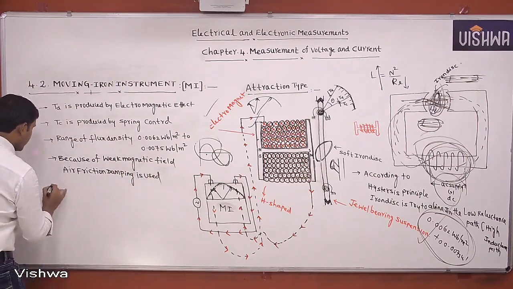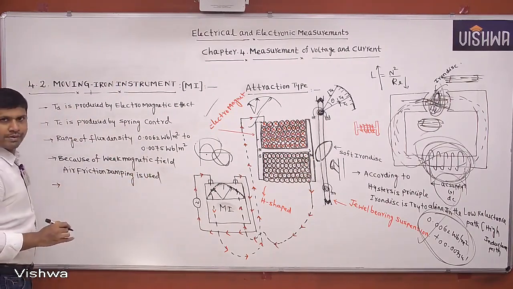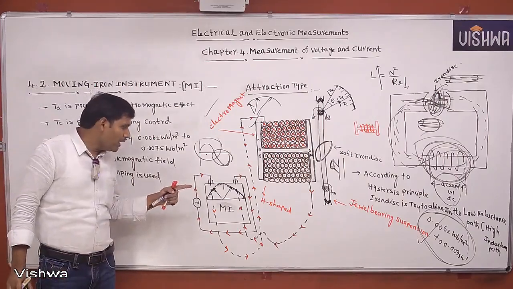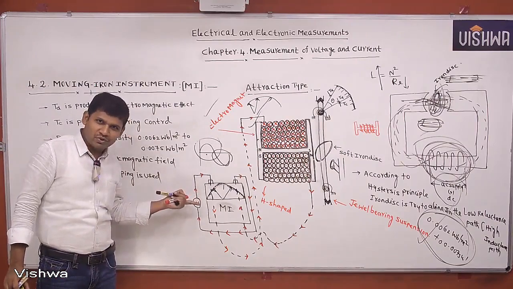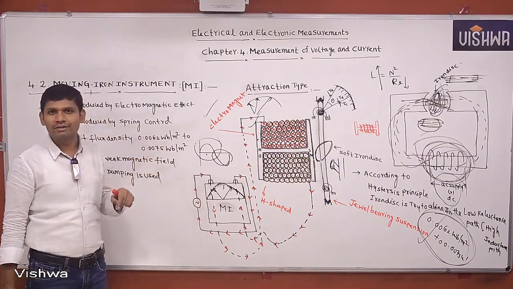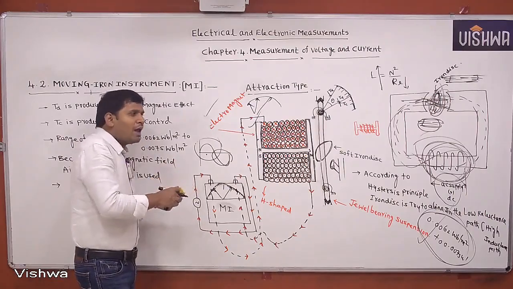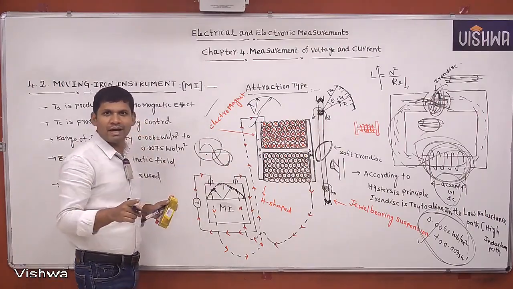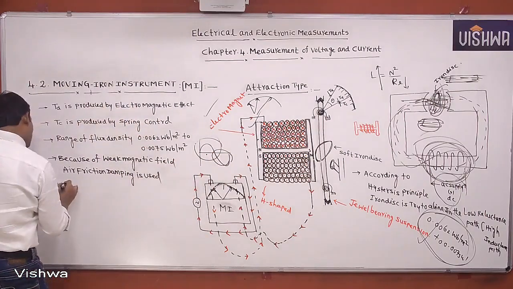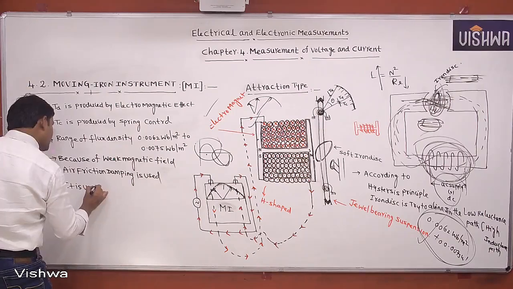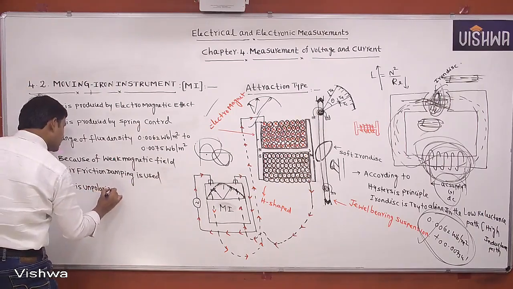Because of weak magnetic field, air friction damping is used. Tell me, is it a polarized instrument or an unpolarized instrument? Yes, it is unpolarized. Whatever the supply, positive or negative, torque is always produced in one direction. That is, it is an unpolarized instrument.